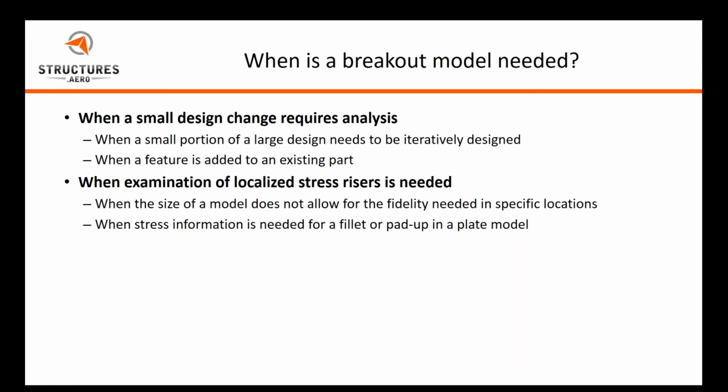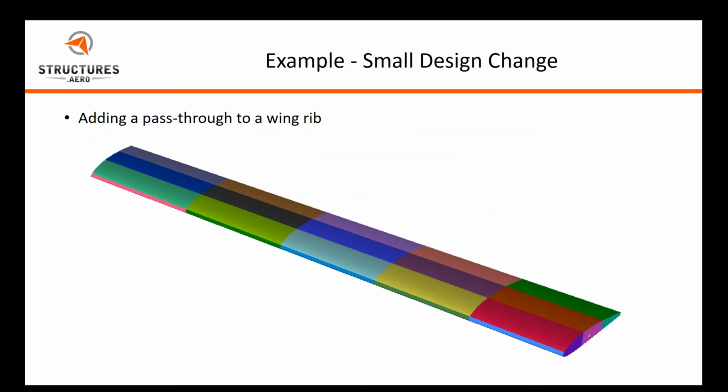I'm going to run through an example later with a wing. Let's say avionics wants to put a pass-through through one of your ribs. You don't want to run the entire model with a new mesh in there. You might just want to do a breakout, something quick. And then I'm going to do another example later on that shows the second case, which is the examination of a localized stress riser. Maybe your giant model doesn't allow for the fidelity needed to see specific locations, and a breakout model might be helpful there.